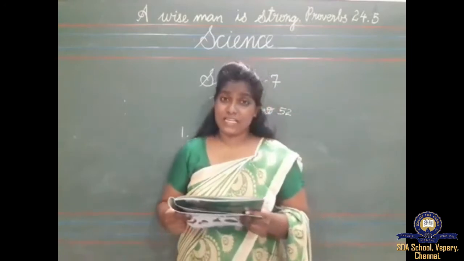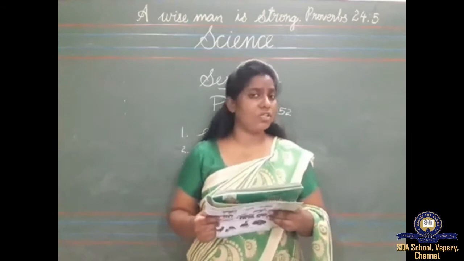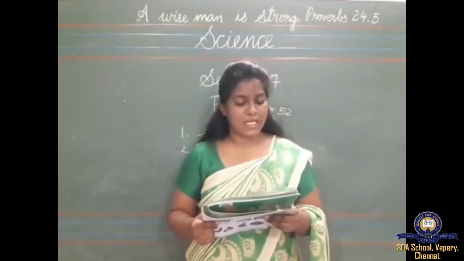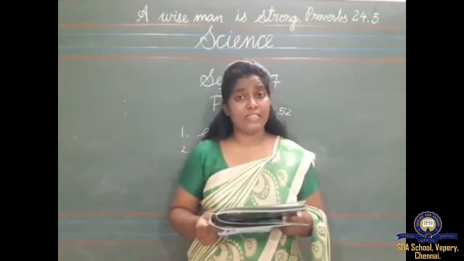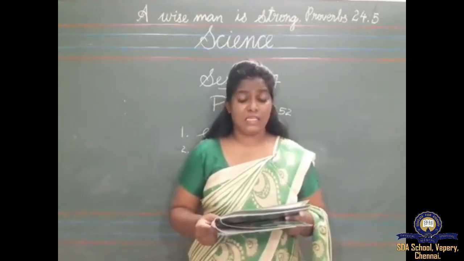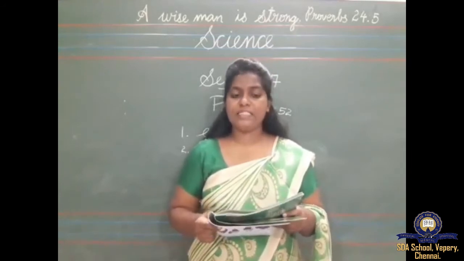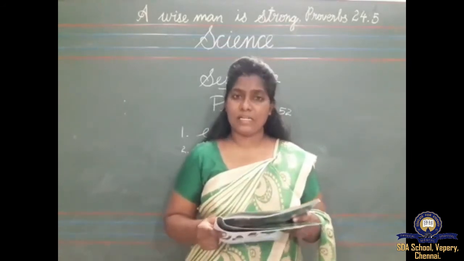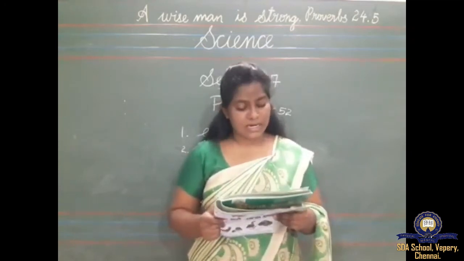Eggs. What is the next second one? Eggs. How many eggs are there? See in your book and count and tell me how many eggs. 1, 2, 3, 4. How many eggs? 4 eggs. In this you should write eggs. In the 4 lines, the first one is milk, the second one is eggs. What is the third one?